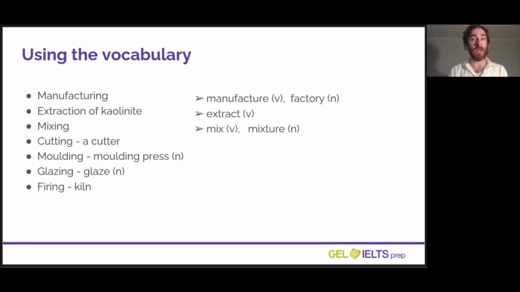Mixing, of course, we get the verb mix and the noun mixture. Cutting, of course, comes from the verb cut. Now, molding, maybe we don't understand the meaning of it, but we can see the ing. So from this, we can assume there is a verb mold. There is also a noun, mold, and the verb press, which we get from molding press. From glazing, again, we get the verb glaze, and from firing, we get the verb fire.